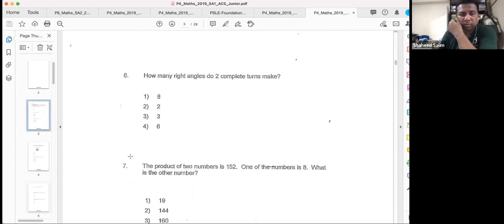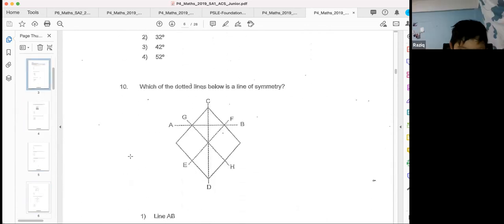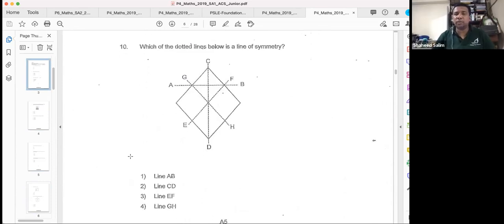No, we're doing symmetry. Wait. Hold on. What's that voice? Which one? Which one is a line of symmetry? Line of symmetry is where you can cut it exactly into two. Which one is a line of symmetry? When you can cut it exactly into two.